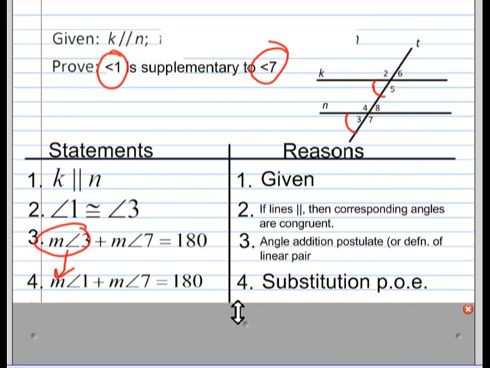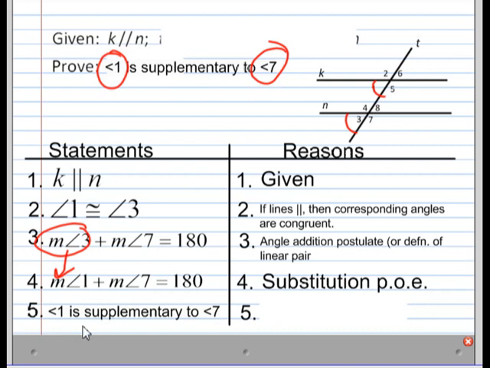Okay, well now I'm almost there. I've said that 1 plus 7 is 180. Well, what's the definition of supplementary angles? Definition of supplementary angles is a pair of angles whose measures add up to 180. Well, I have just established, I've just proven that those two angles add up to 180. So I can now say that angle 1 is supplementary to angle 7, and my reason being the definition of supplementary angles. And that is your proof.